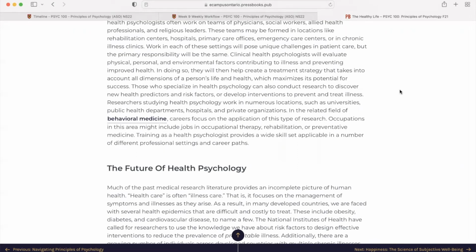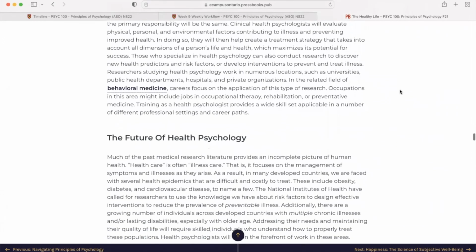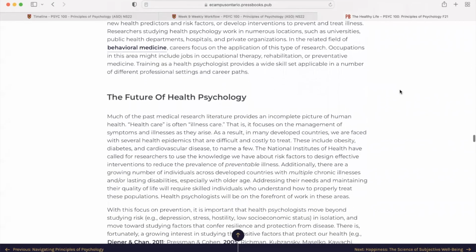Those who specialize in health psychology can also conduct research to discover new health predictors and risk factors or develop interventions to prevent and treat illnesses. Researchers studying health psychology work in numerous locations, such as universities, public health departments, hospitals, and private organizations.